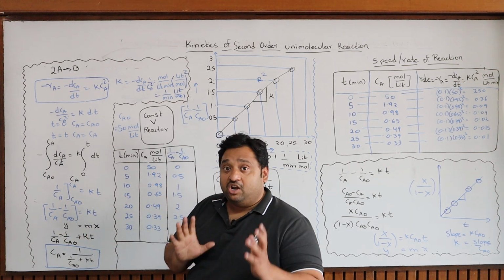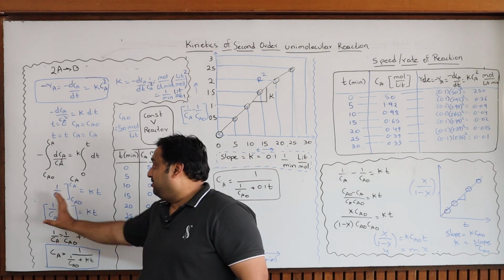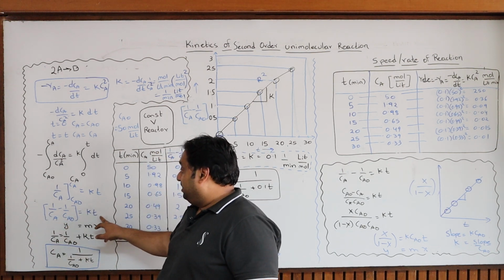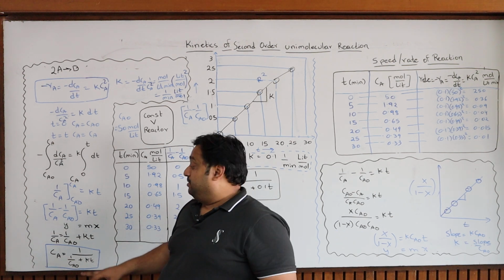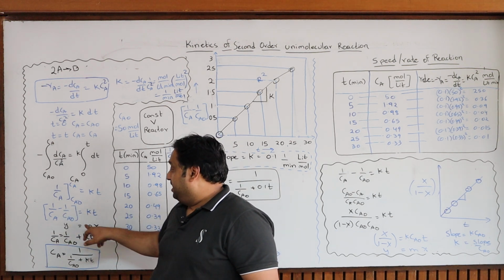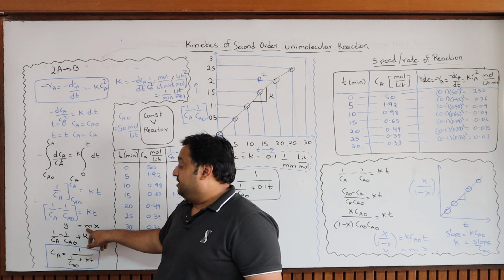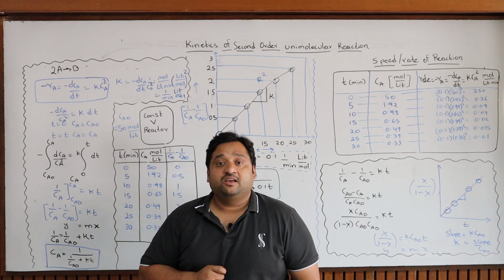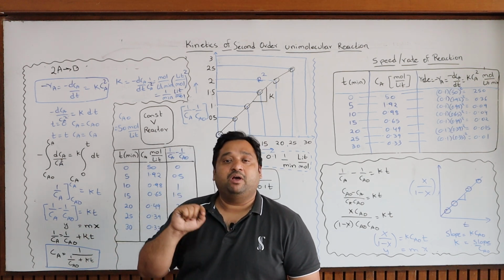1 by CA minus 1 by CA0 is equal to k times t. Now you can see the equation: the left side is y, the right side time is x. Two variables, one variable is y, another variable is x, and k is the slope of the equation, y equal to m times x.